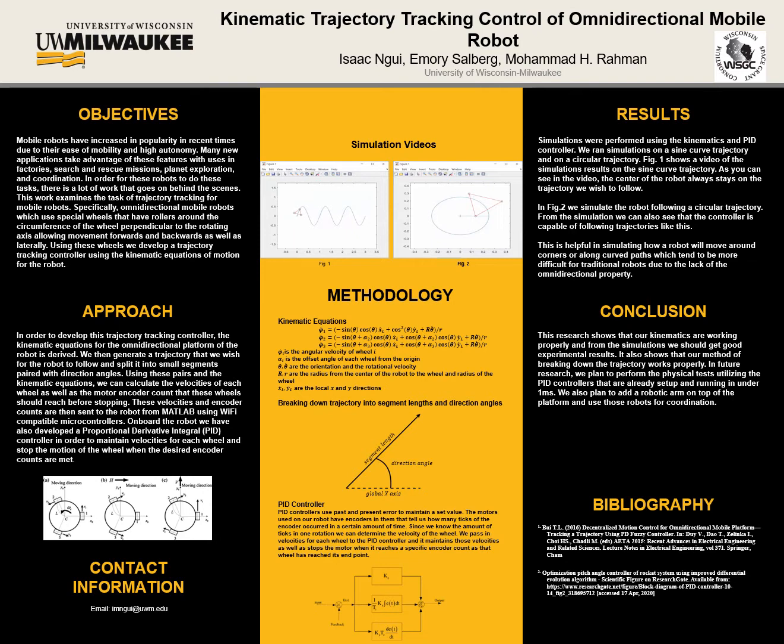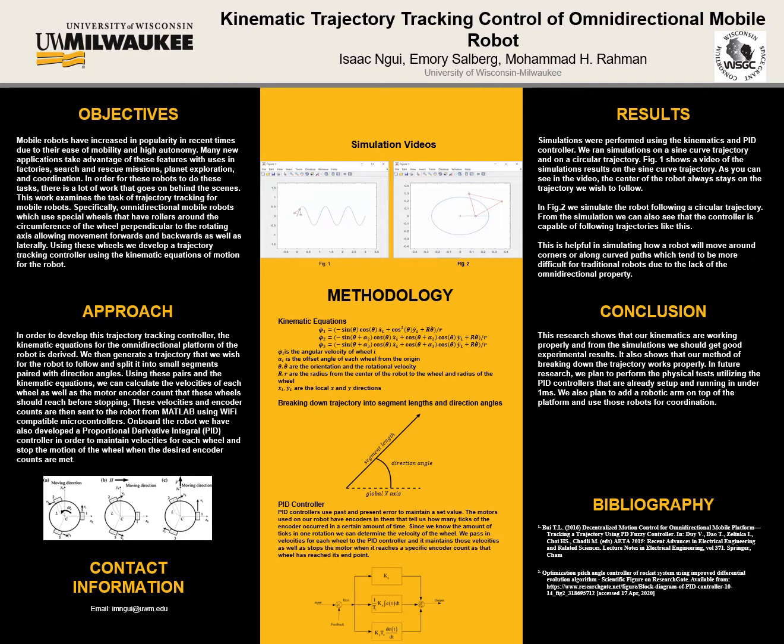Our big R and little r are the radius from the center of the robot to the wheel, and the radius of the wheel. And then x dot sub L and y dot sub L are the local x and y directions. So using all of those, we're able to calculate the angular velocities for each wheel, which we then can use to find out the exact number of encoder counts that we need to reach in order to stop our wheels from moving.